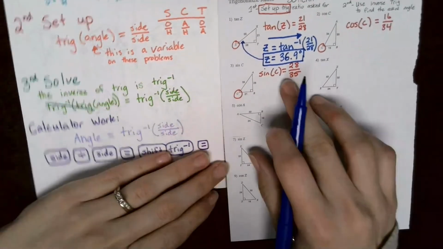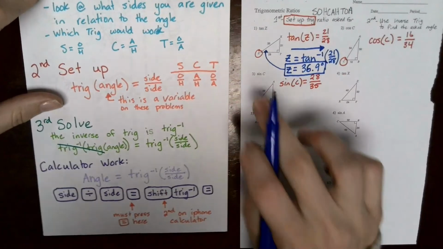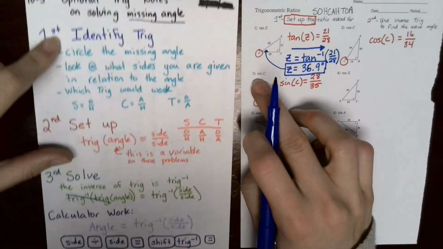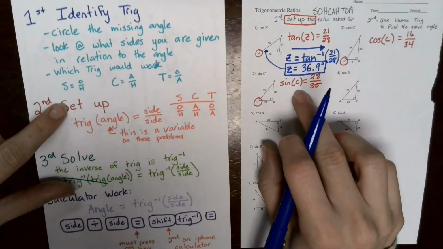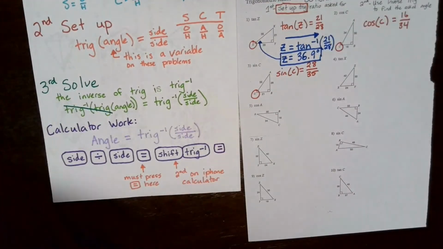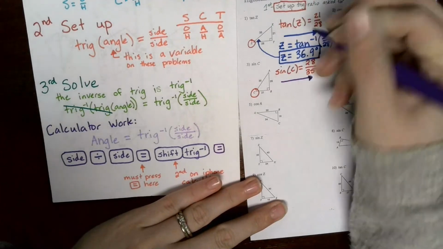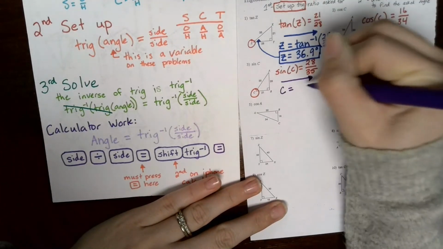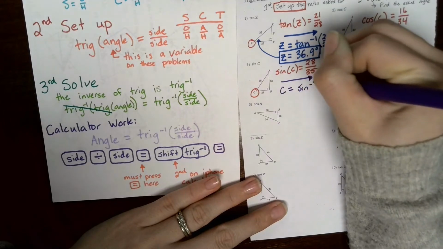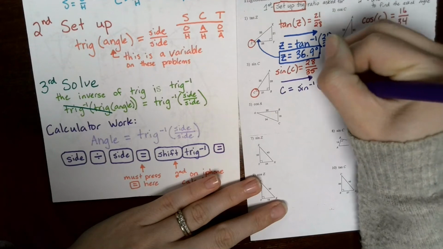So I'm going to do the sine one. We already did the identify. It was actually given to us to use sine. We already did the setup. Now we just have to solve. I'm going to go to inverse trig. So I'm going to move the trig to the other side. And I get c by itself. And I have the inverse of sine left over here. 28 over 35.